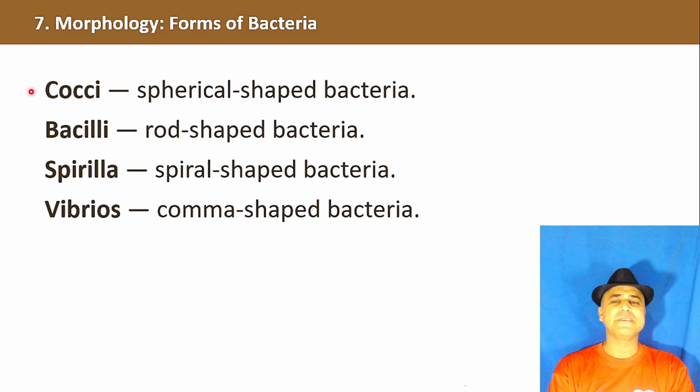Cocci, these are spherical shaped bacteria. Bacilli, these are rod shaped bacteria. Spirilla, these are spiral shaped bacteria. Vibrios, these are comma shaped bacteria.